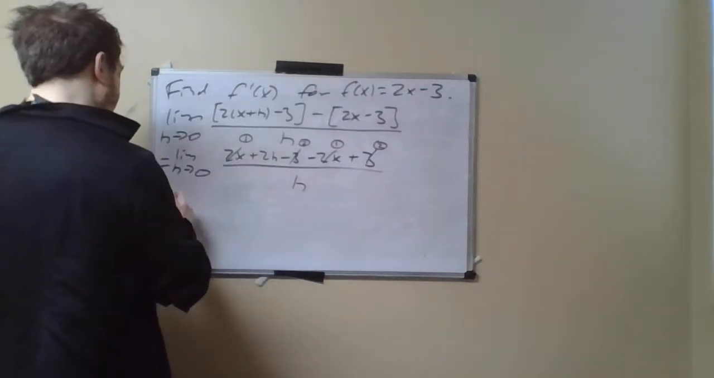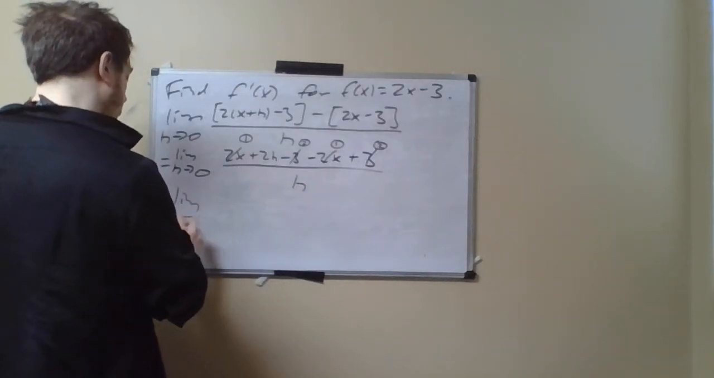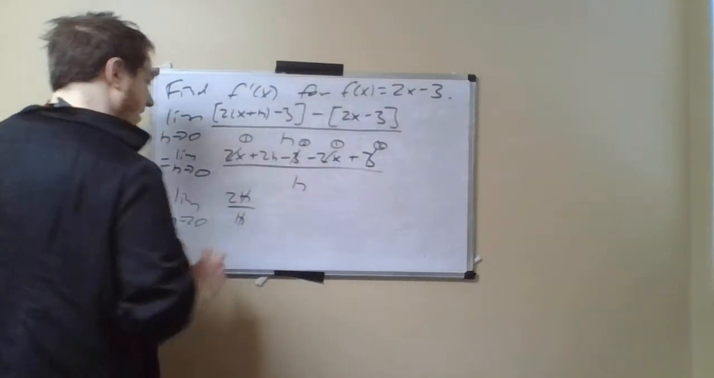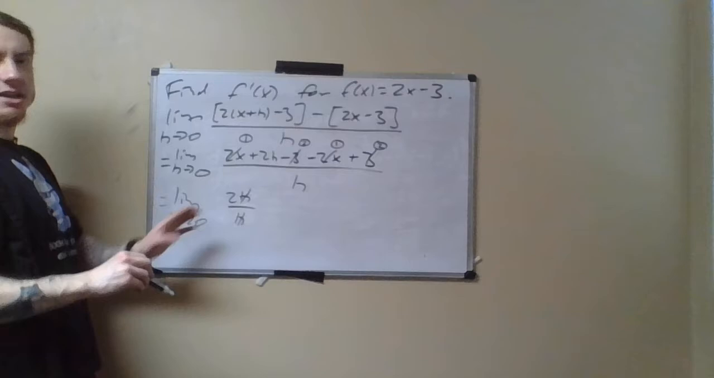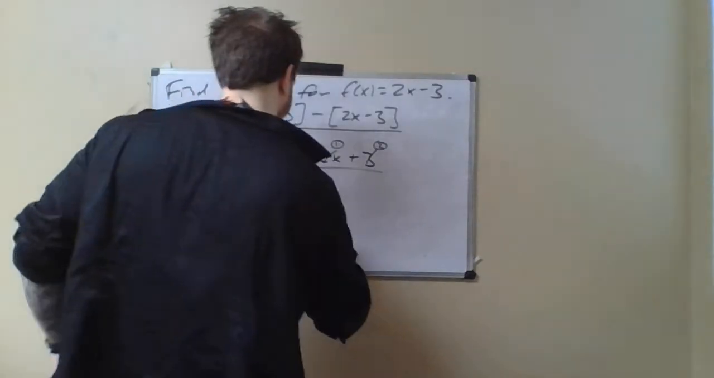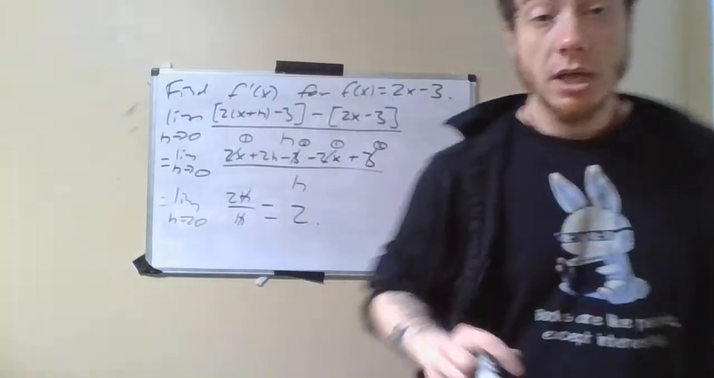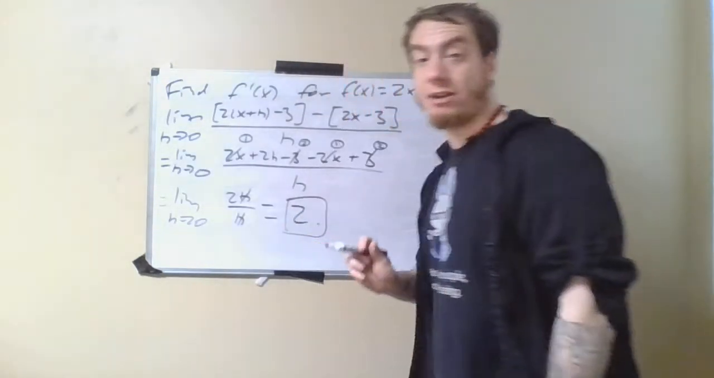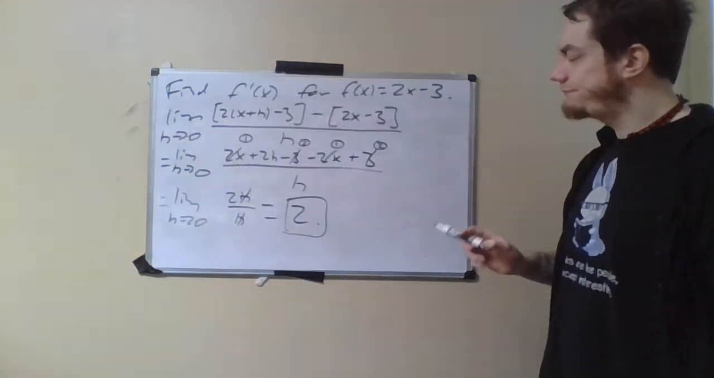Okay, so now we have the limit h goes to 0 of 2h divided by h. The h's cancel. I'm not going to mark anything because there's literally just one cancellation. Now I have the limit of a constant, and the answer is 2. So f prime of x here is just 2. It doesn't actually depend upon x.